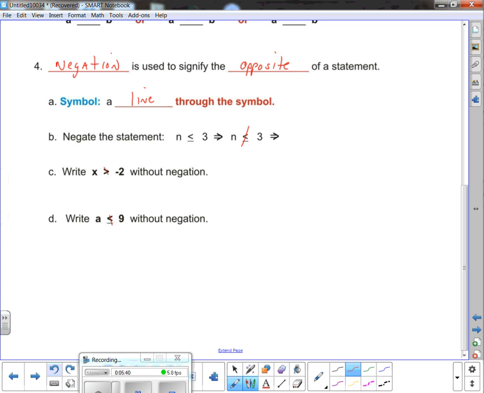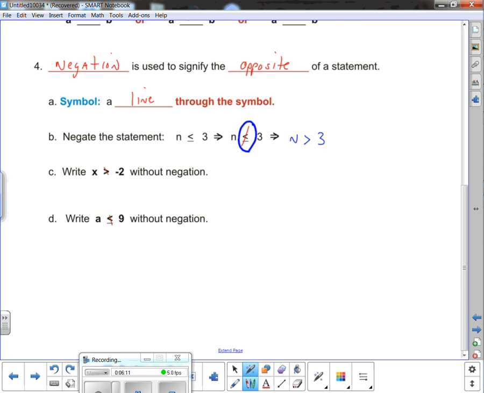Now, what does it mean that n is not less than or equal to 3? Well, watch how you write the non-negated statement. If n is not less than or equal to 3, n must be greater than 3. You see what I just did there? Take a look, here's the symbol right here.